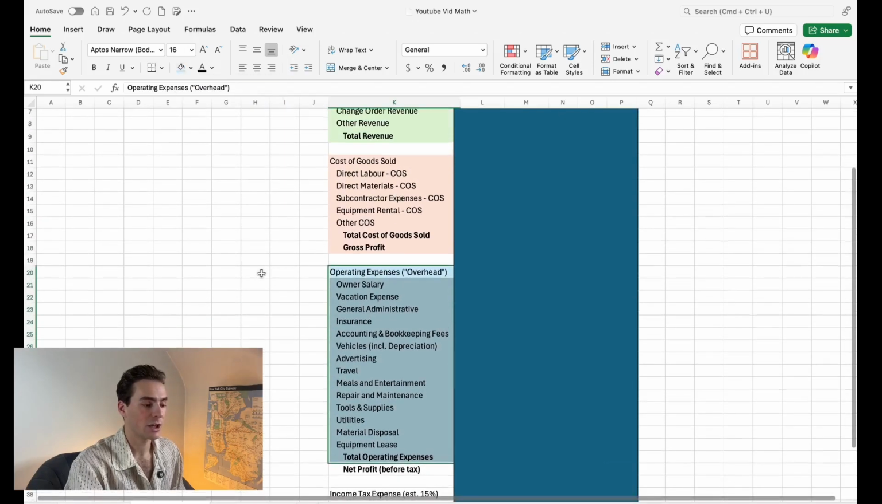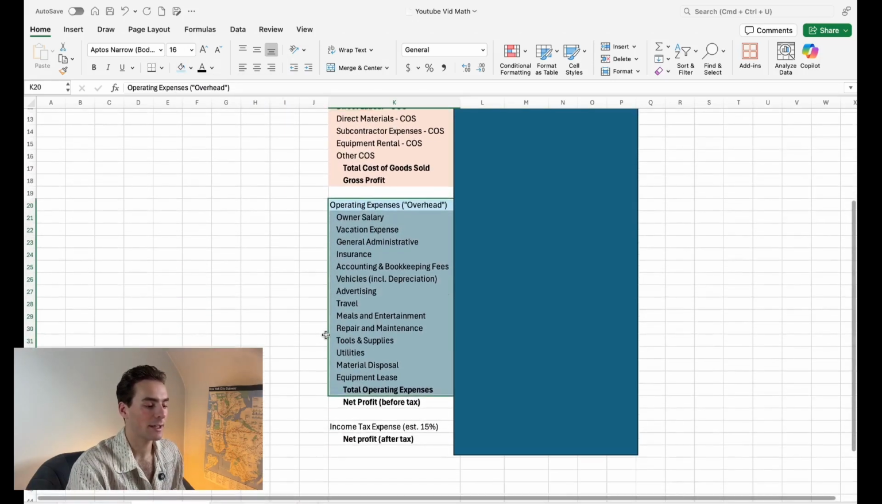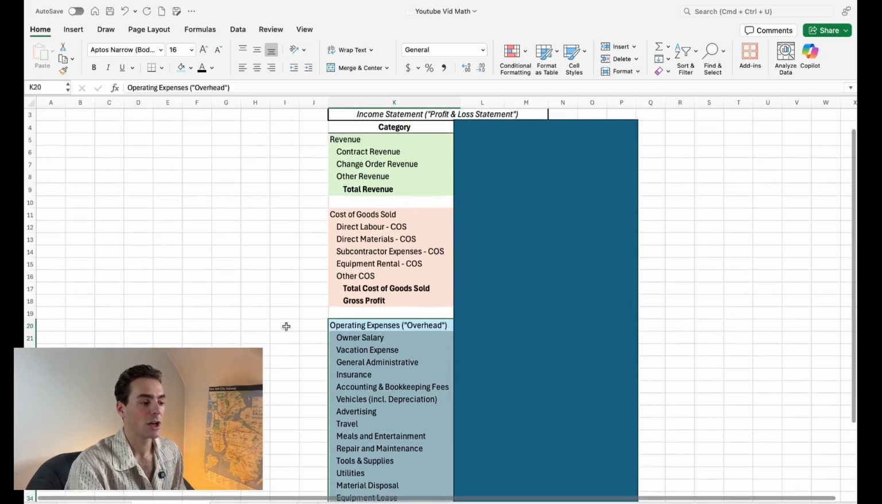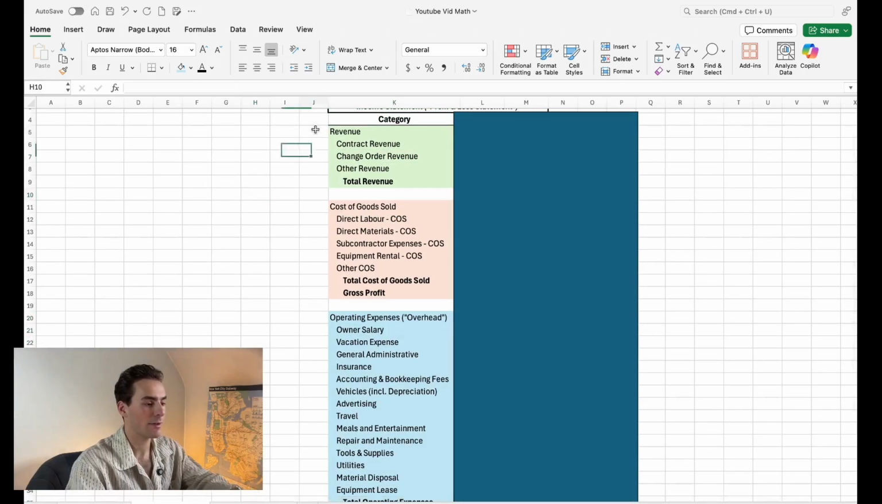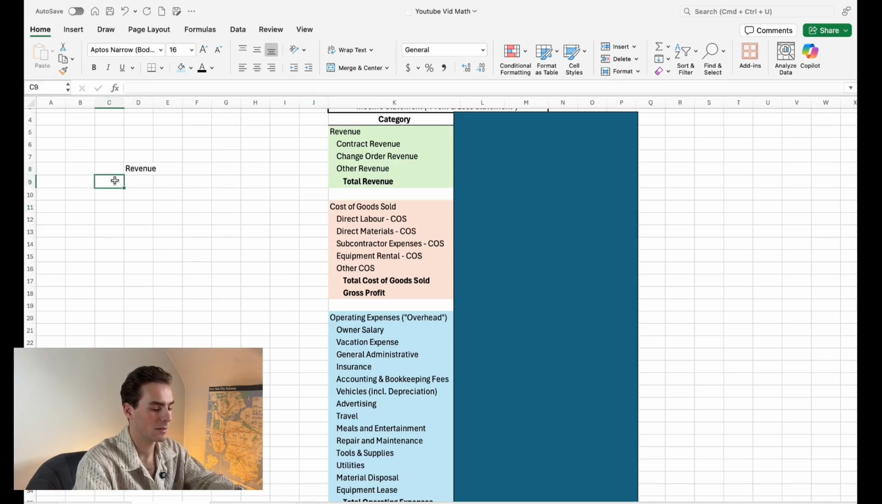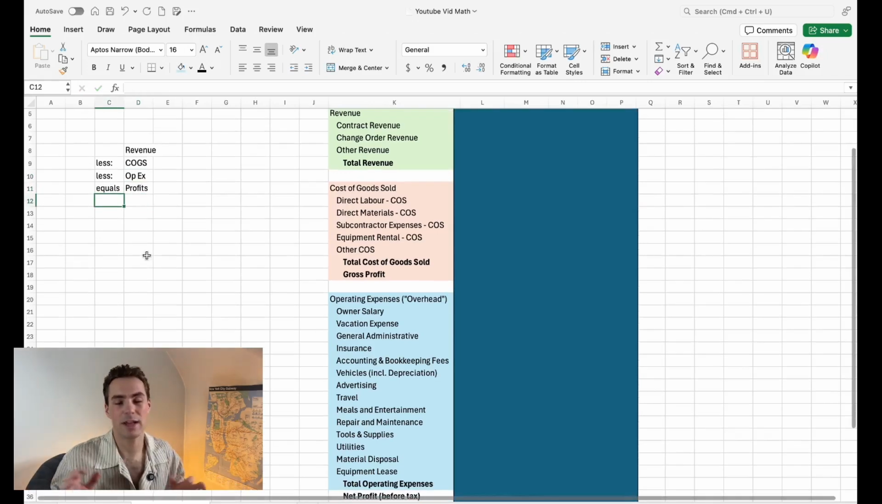And essentially, your profit or your net profit is calculated as your revenue, so revenue minus expenses. Here, I'll write it like this actually. Revenue less COGS less operating expenses equals profits. Okay. Now that's a simple formula.